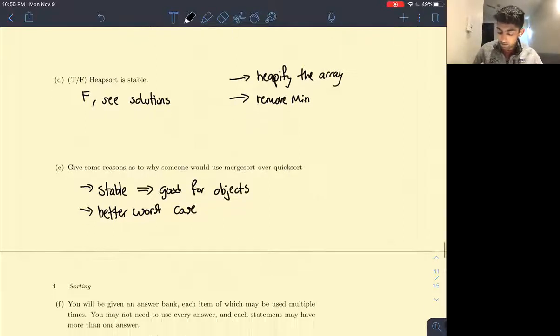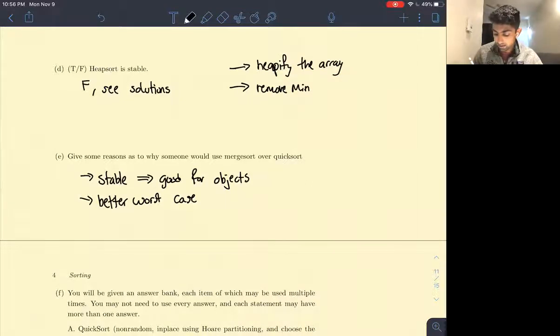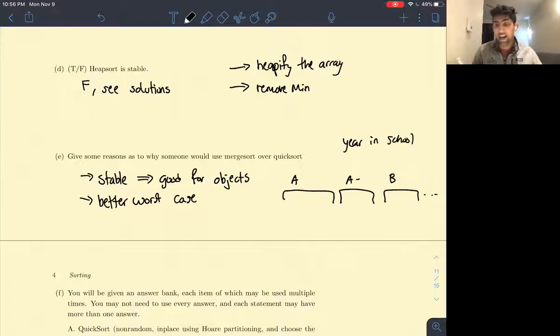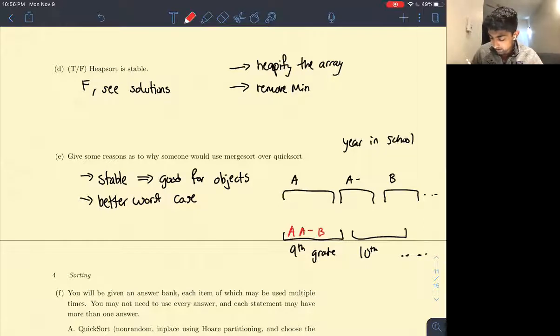What that means is, suppose we have a bunch of students. Let's say that all of the students are sorted by grade. So we have all of the A students here, all of the A minus, B, and so on. And what we want to do is sort all of the students by their year in school. Ideally we would have all of the people in 9th grade and all of the people in 10th grade and so on. But within each year, it would be really cool if they were ordered in terms of their grade.